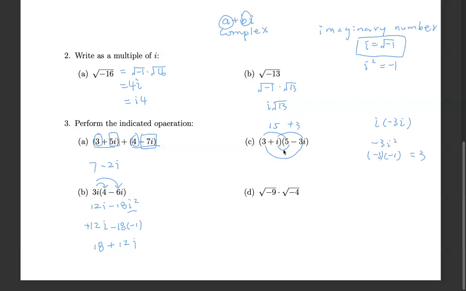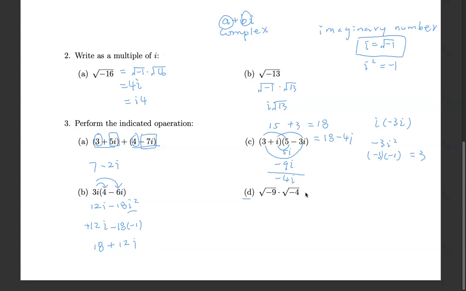Then i times 5, 5i. 3 times negative 3i, negative 9i. Add those two, we get negative 4i. 15 plus 3, that's 18. So multiplying those two numbers, we get 18 minus 4i. So you see, we add complex numbers, we subtract complex numbers, we multiply complex numbers, we end up with a complex number.